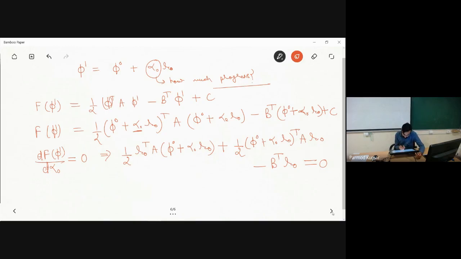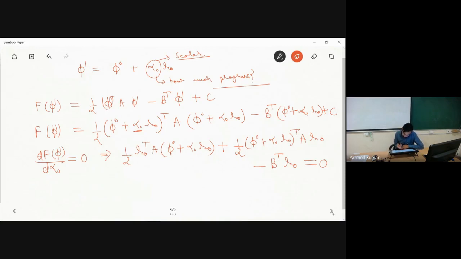Now here if you see this r naught transpose A phi naught, and if you consider this r naught transpose A r naught, because alpha naught is a scalar, it is a coefficient, it can be taken outside. I cannot call it a constant, but let me call it a scalar. As it is a scalar, I can take it out because it represents how much we have to move in that particular direction.